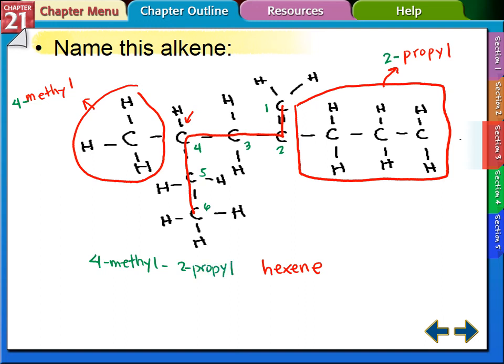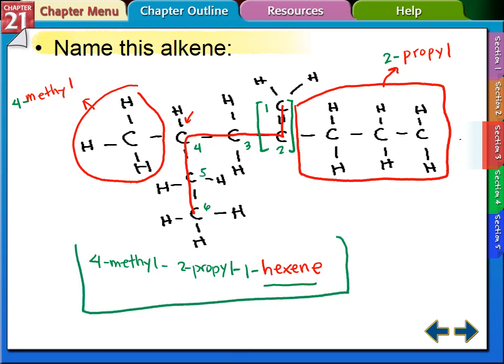and we have to determine the location of the double bond for our hexene, and we can find that double bond between carbon 1 and carbon 2. So we will say 1-hexene. In fact, the full name would be 4-methyl, 2-propyl, 1-hexene.